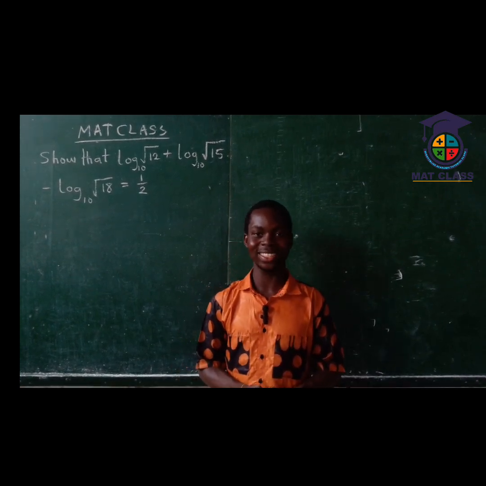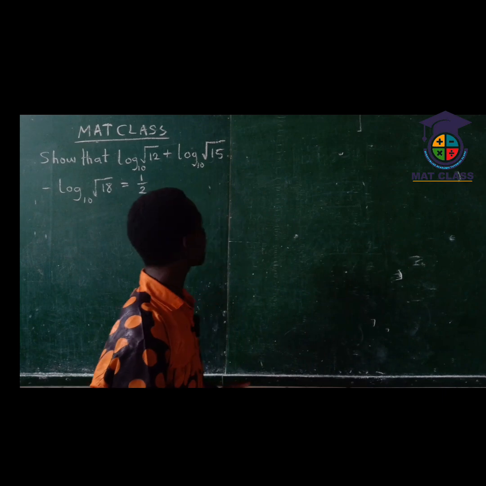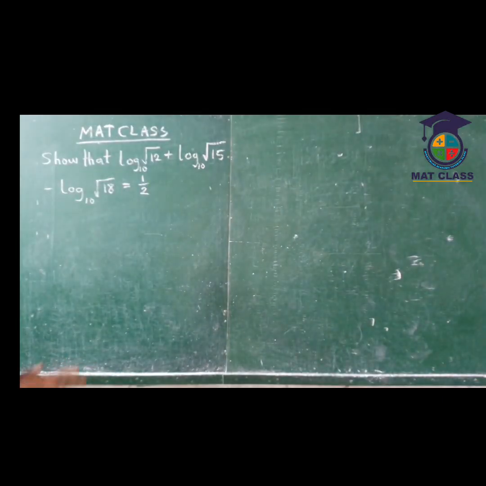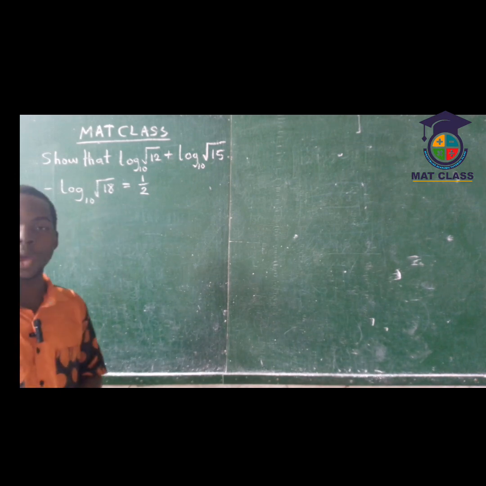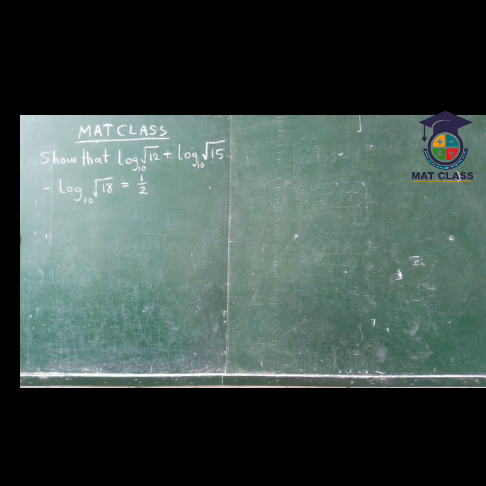Welcome back to class again. Today's topic is under logarithm. What is the question talking about? They say, show that the log of the square root of 12 base 10 plus the log of the square root of 15 base 10 minus the log of the square root of 18 base 10 is equal to 1/2.